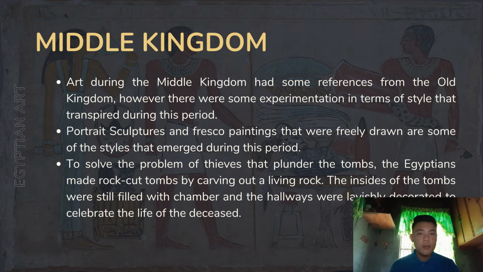To solve the problem of thieves that plundered the tombs, the Egyptians made rock-cut tombs by carving out living rock. The insides of the tombs were still filled with chambers, and the hallways were lavishly decorated to celebrate the life of the deceased.